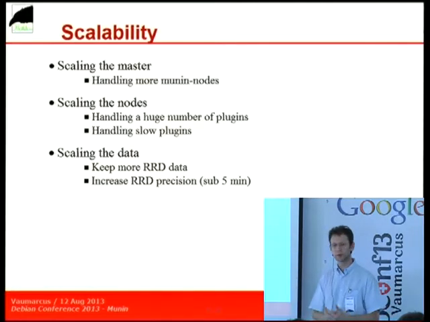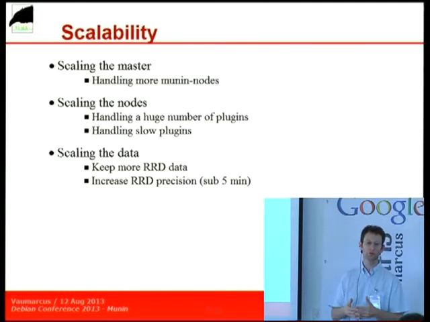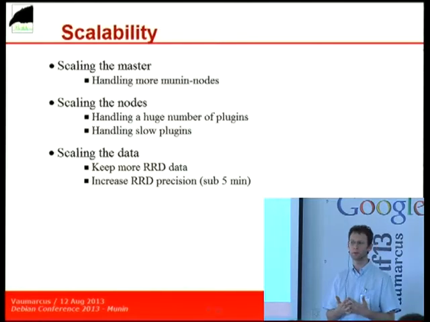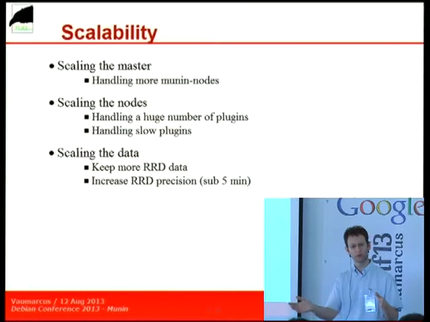Usually what people want is adding more nodes. That's the most common scaling issue that we have. Inside the node, you can also have a huge number of plugins. Some have very, very large installations, especially when you start to use SNMP, because SNMP is done by one host to monitor many, many remote routers or SNMP agents.